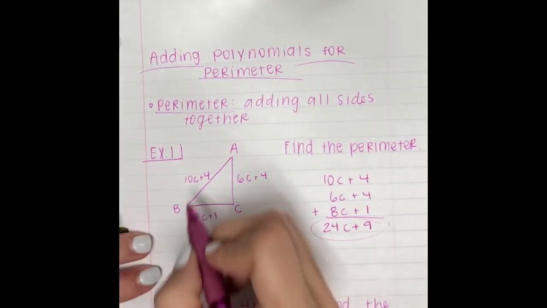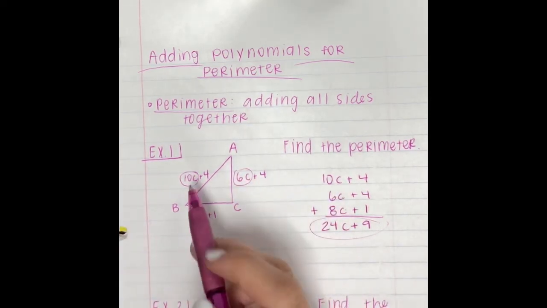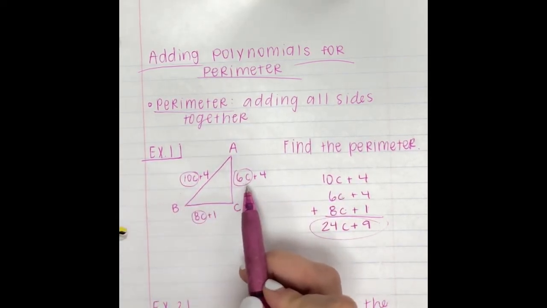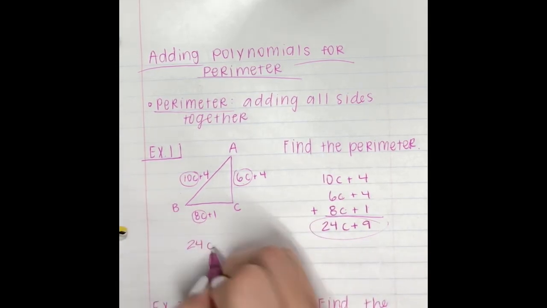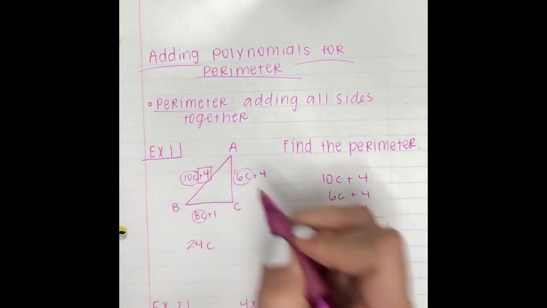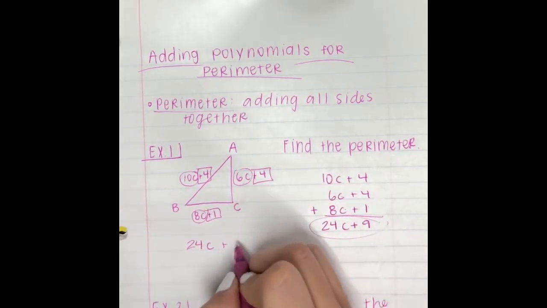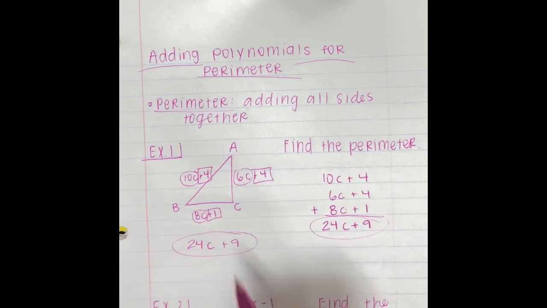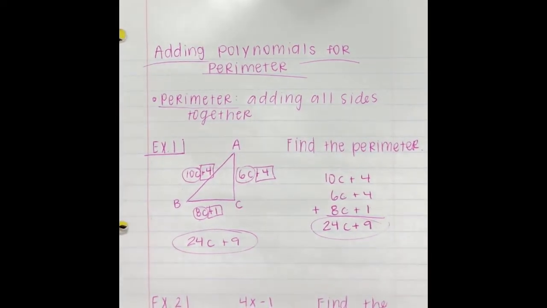The other way to do it is just the circle, box, underline, all that kind of stuff. 10c plus 6c is 16c. 16c plus 8c gives us 24c. And then 4 plus 4 plus 1 gives us plus 9. Either way, whatever method you prefer and makes more sense to you. One more example and we're done.